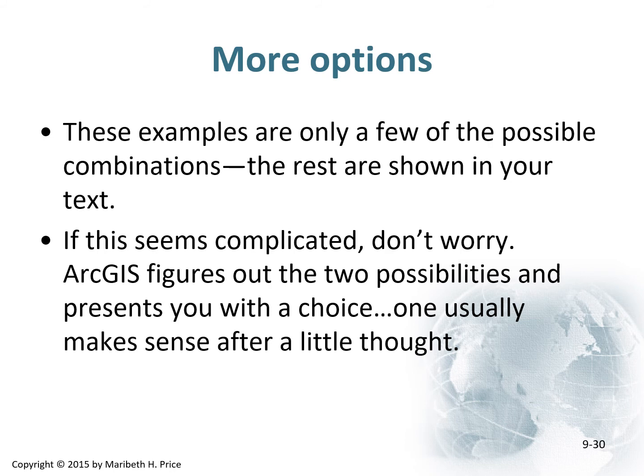So let's look at some more options. These examples are a few of the possible combinations. The rest they show in the text. It seems complicated. Don't worry. Usually it all comes down to is it inside or outside? Is it simple or summarized?